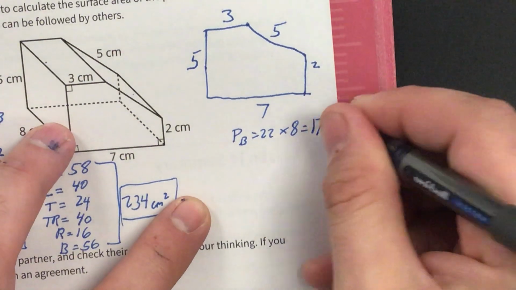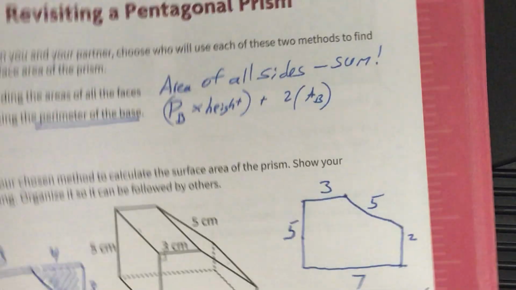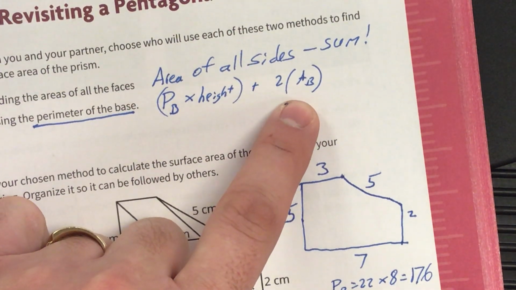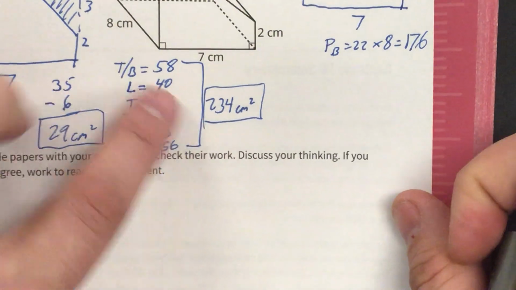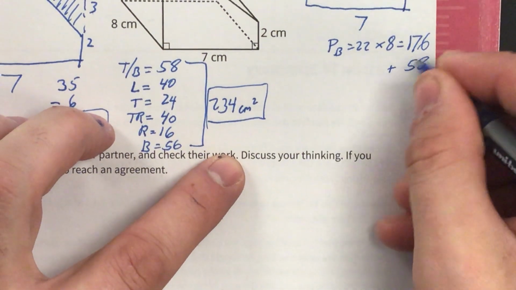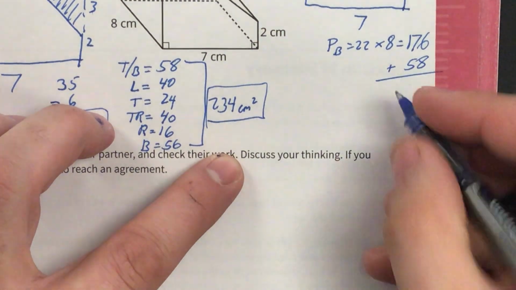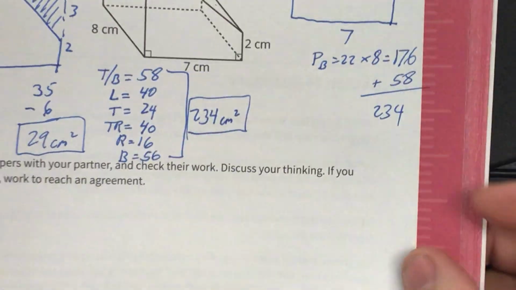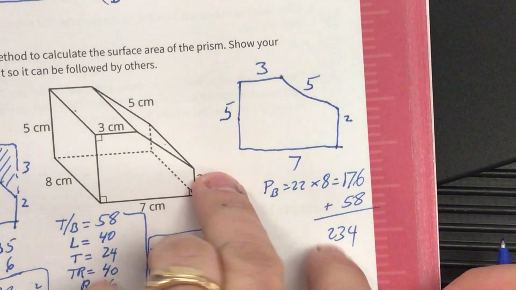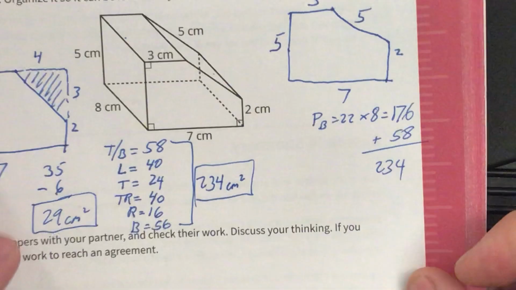All right. Plus the bases. And we already figured out the bases. 58. So if you think that's easier, it's certainly less to figure out.